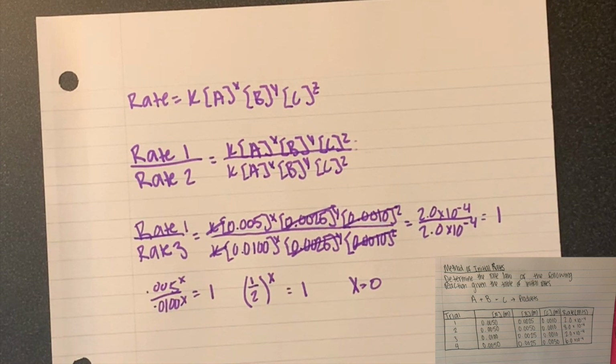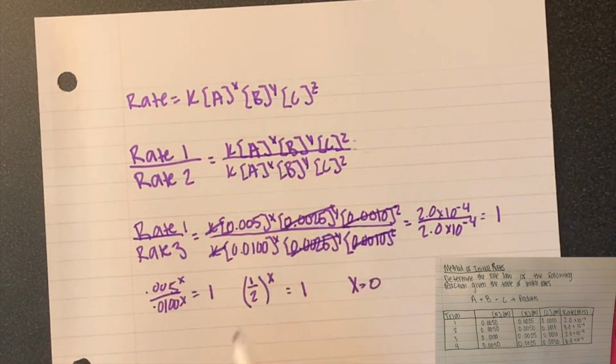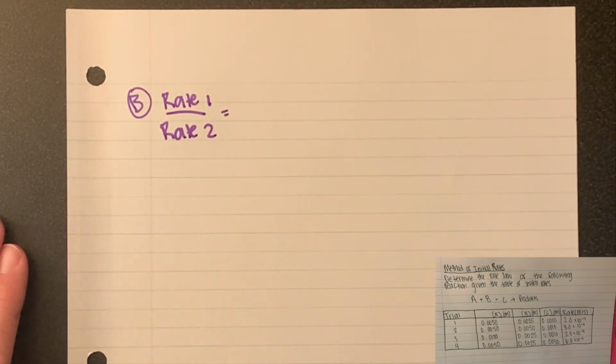And this means we can disregard A from the rate expression because anything to the 0 is 1, so it's not going to change the value. And we're just going to go ahead and repeat these steps for reactants B and reactant C.